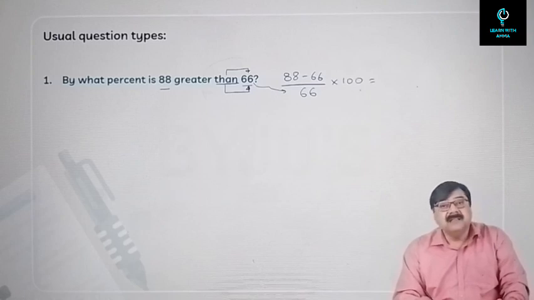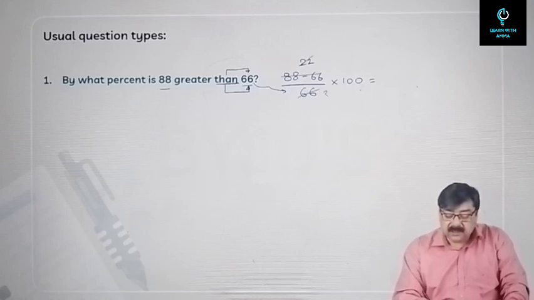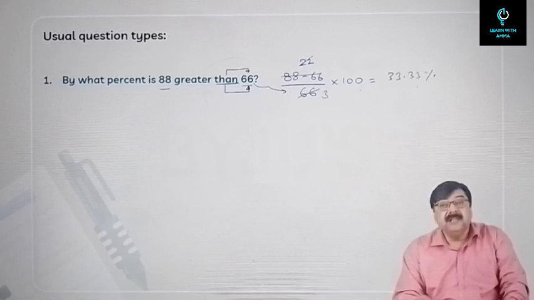Now 88 minus 66 by 66. This we know works out to be 22 by 66, which goes by 22 to 1 by 3, which is nothing but 33.33%.